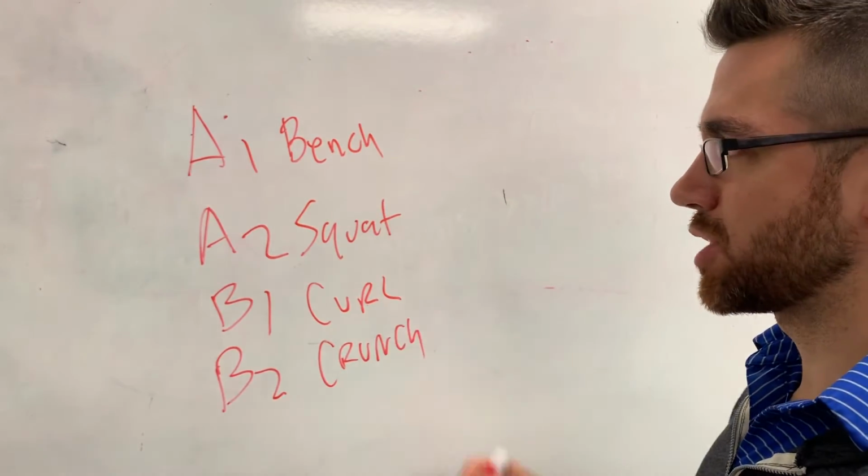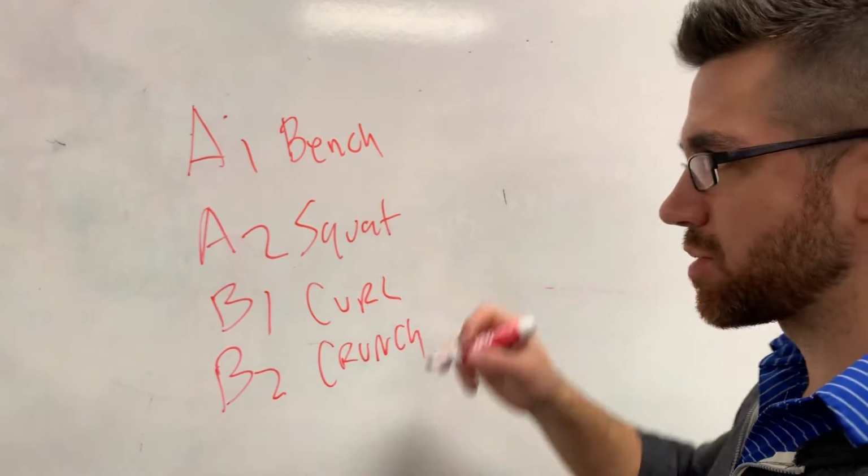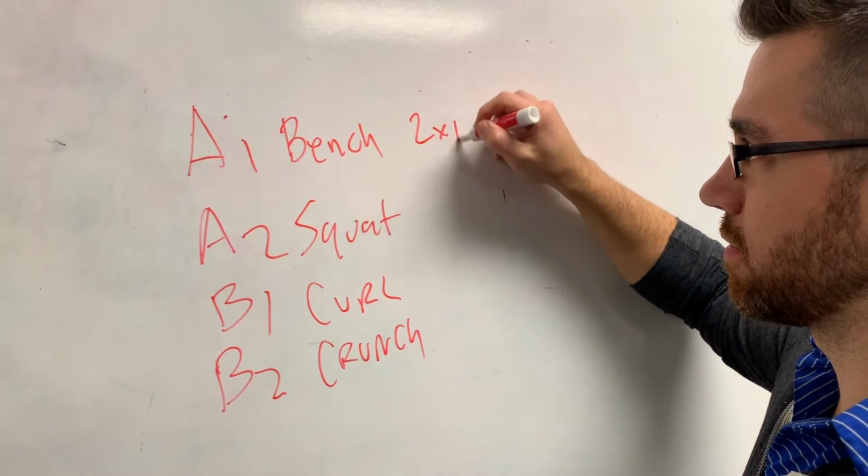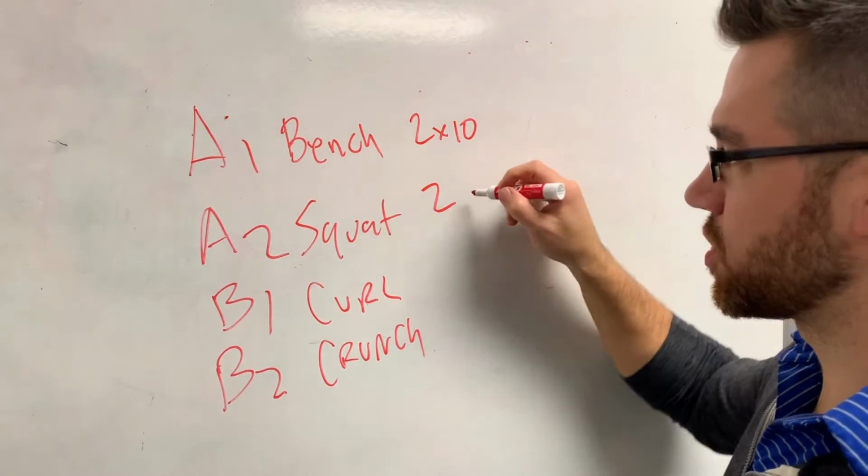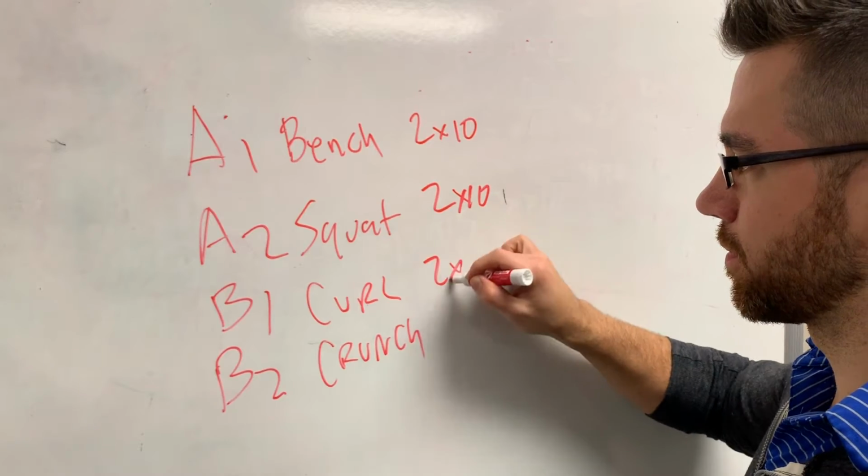After the actual exercise is written out, you'll see something like a set and a rep scheme. So we'll say 2 sets of 10. And to keep it simple, we'll just say 2 sets of 10 all the way across the board.